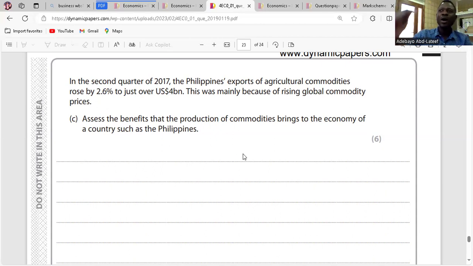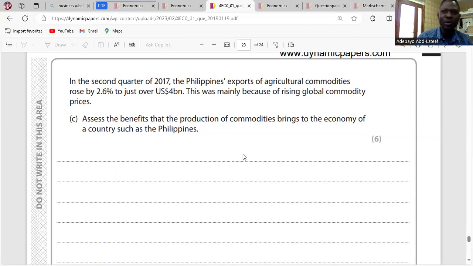As a result, other countries have to sell to the same customers that you are selling to. As a result, it reduces your own revenue. So it is dangerous for you to rely on one commodity. That's the first point. Two, commodity prices are unpredictable.